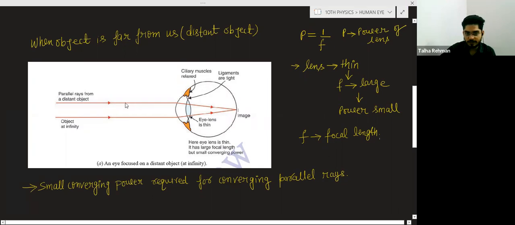So these are the light rays coming from a far object, parallel light rays, entering the eye, and this is the lens, and from this lens these light rays are getting converged, and due to the convergence the image is formed on the retina, and we are able to see the object which is at a far distance. Okay, so in this case less power is required for converging the light rays.